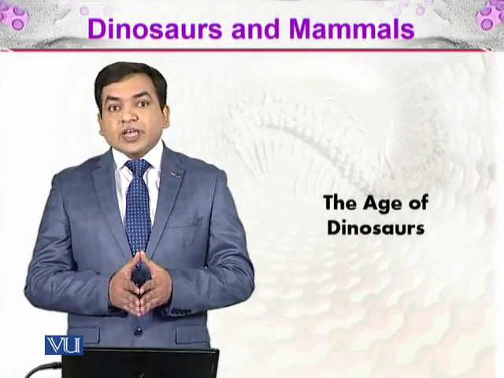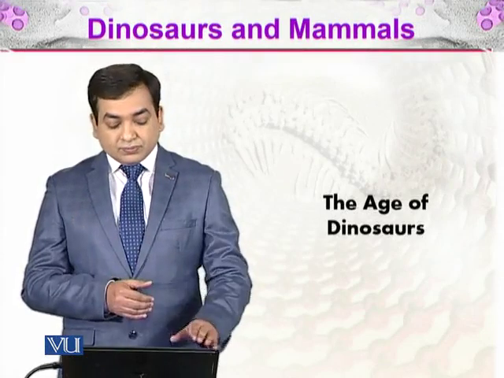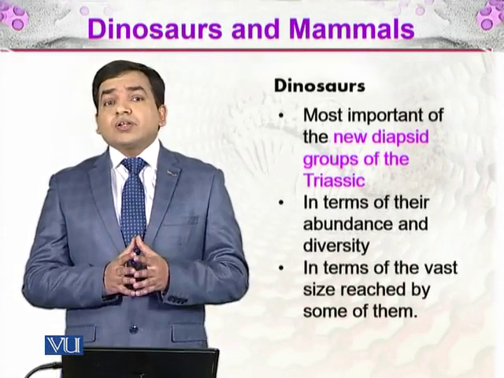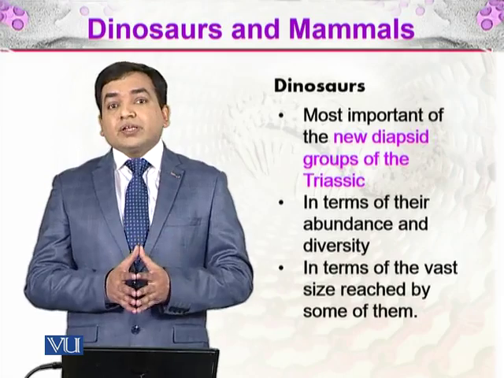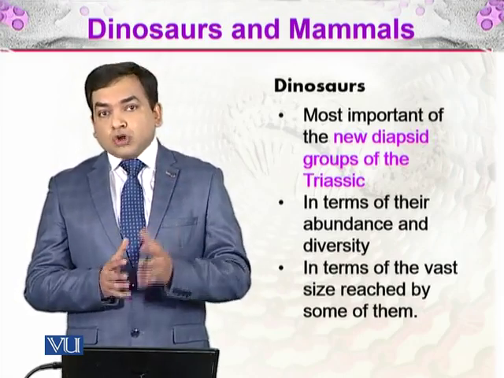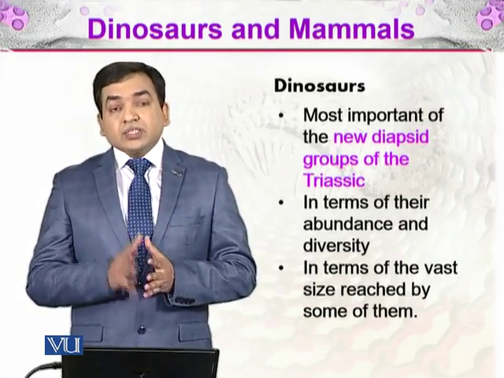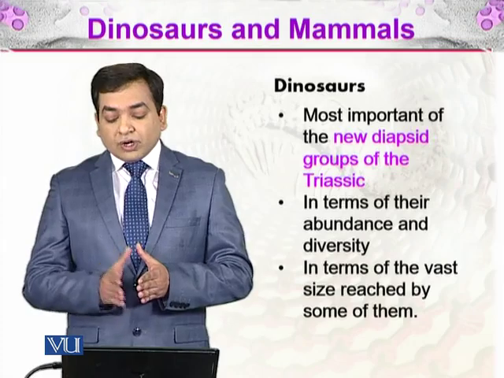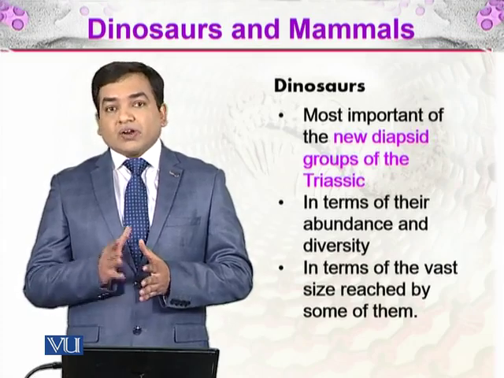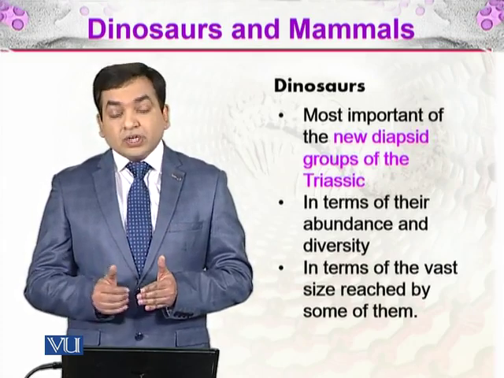In the dinosaurs and mammals section, we will be discussing the age of dinosaurs. The age of dinosaurs means the time period in which the dinosaurs were the most dominant animals on the surface of Earth. These dinosaurs were the most important of the new diapsid group of the Triassic. So during the Triassic period, the dinosaurs were the new diapsids.